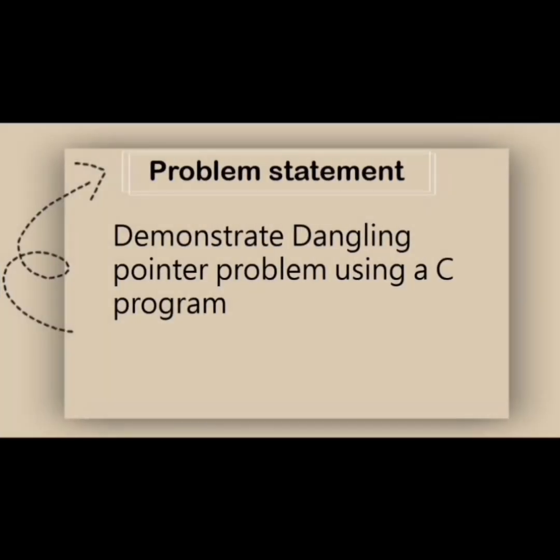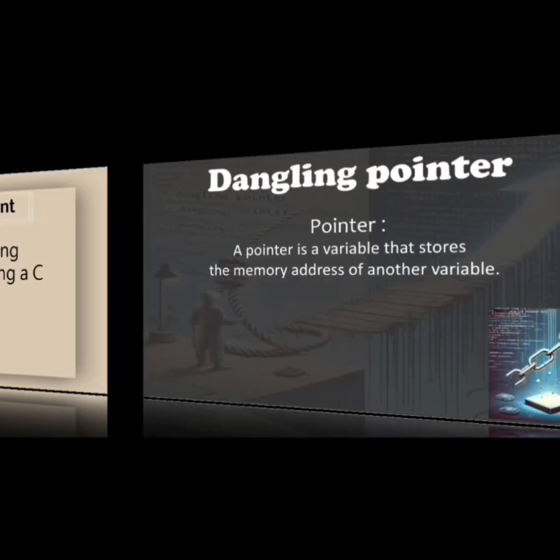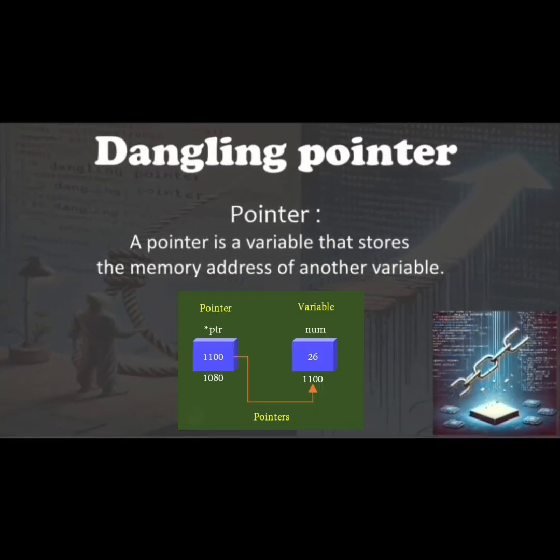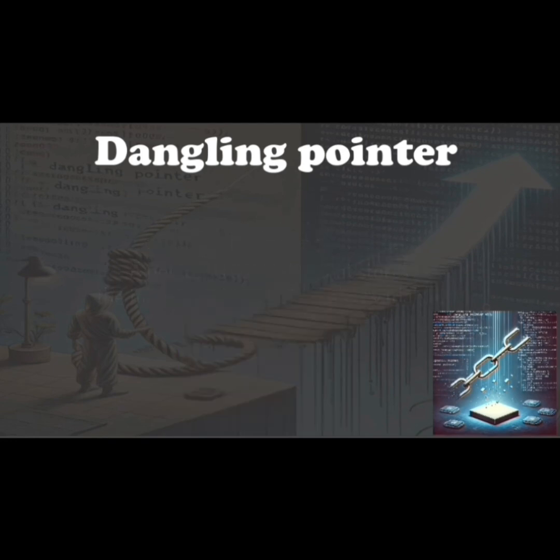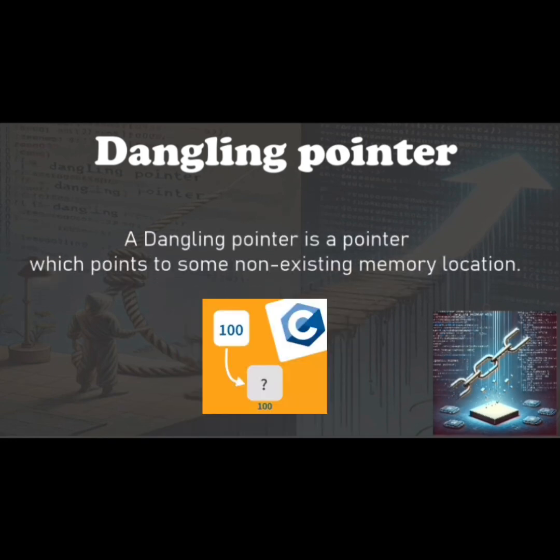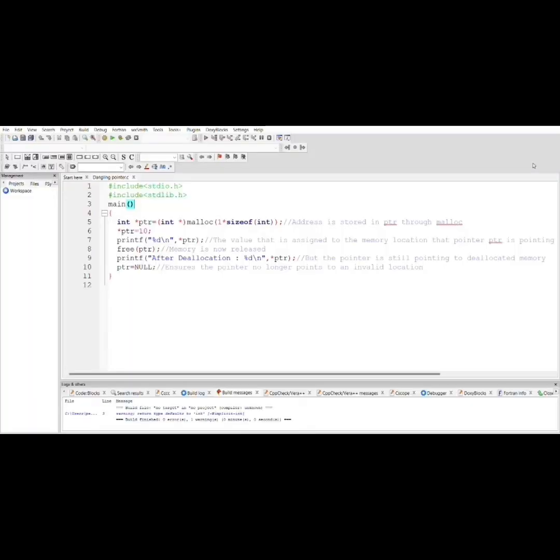Let's see my problem statement. Demonstrate dangling pointer problem using a C program. To solve this problem, first of all we should know what is a pointer. A pointer is a variable that stores the memory address of another variable. Coming to dangling pointer, it is a special type of pointer which points to some non-existing memory location. Let's understand in detail with a program.